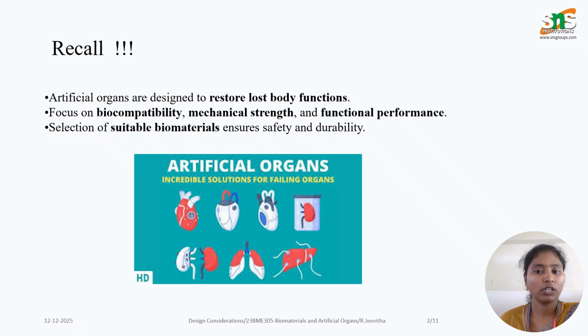Whenever we design an artificial organ, we must always focus on three important things. First one is biocompatibility. The material must be friendly to the human body. And next one is mechanical strength. It must tolerate forces and stresses inside the human body. And functional performance. It must perform the job of the original organ accurately. Selecting the right biomaterial is the foundation for safety and overall success.